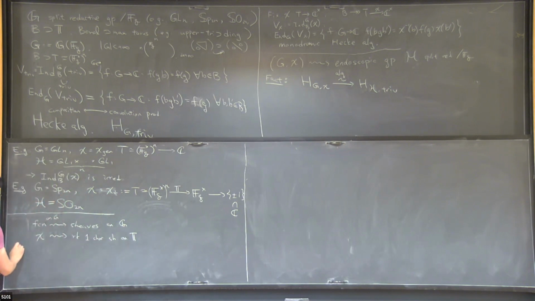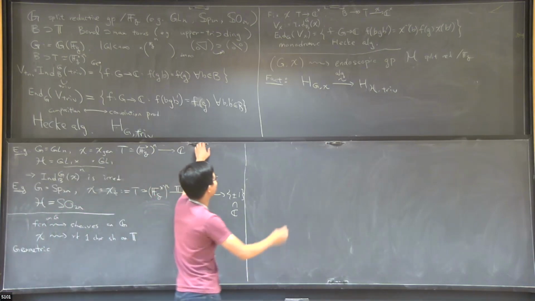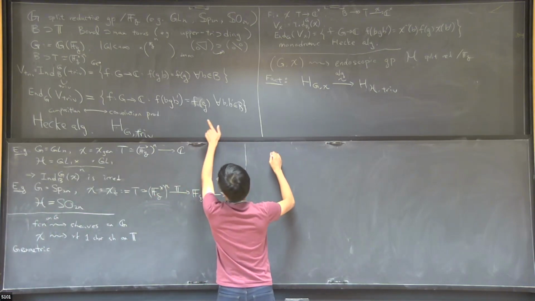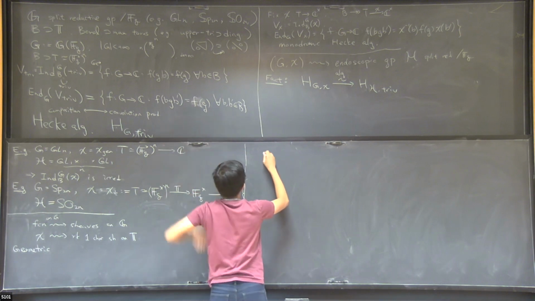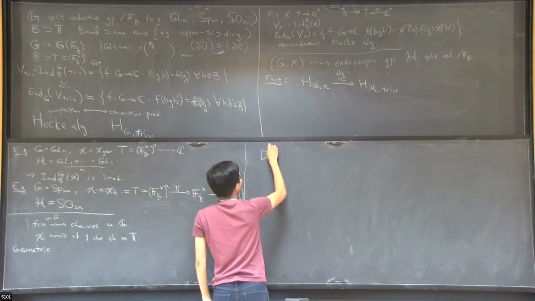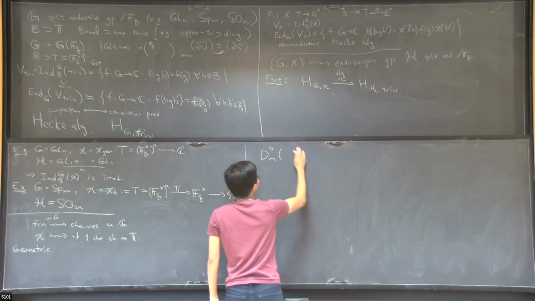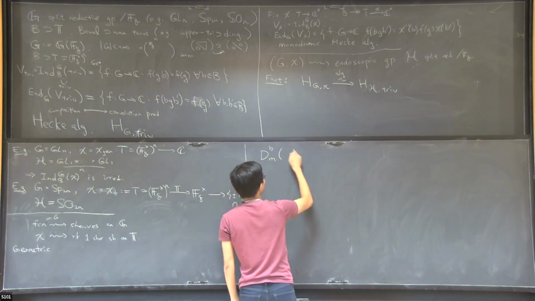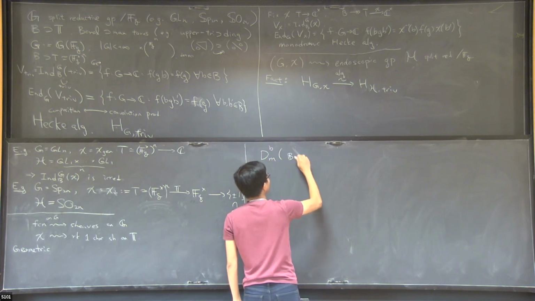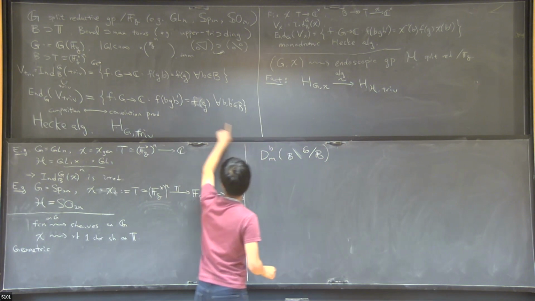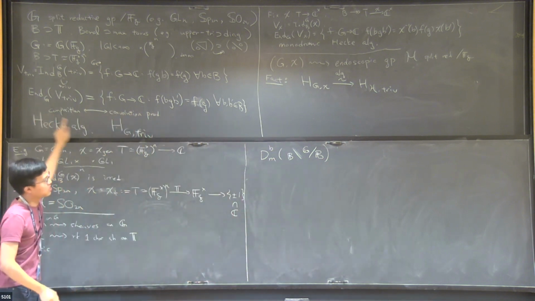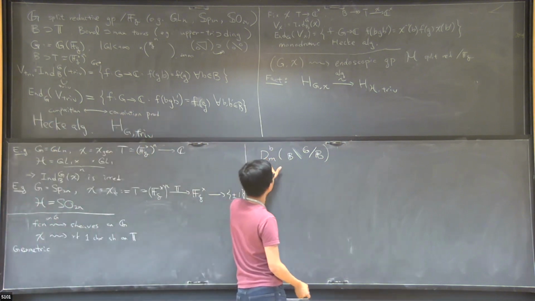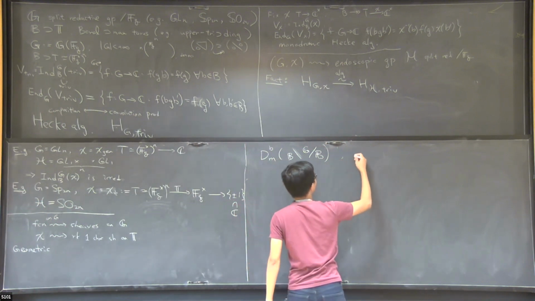So this is the geometric side. Let me write down some symbols. The Hecke algebra looks like this. Its geometric analog is the derived category of constructible sheaves. This corresponds to the Hecke algebra over here. This is a derived category of constructible arithmetic sheaves.